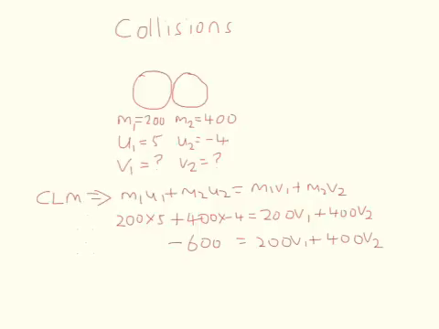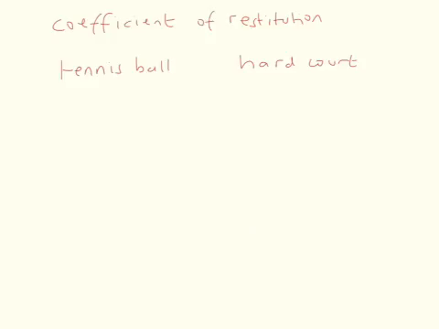Now you'll realise that we've got an equation here with two unknowns, V1 and V2, so we don't have enough information to solve this equation. What we can do is use a new concept called the coefficient of restitution, which will allow us to solve this equation. Now imagine tennis players playing tennis on a hard court and then playing on a grass court.